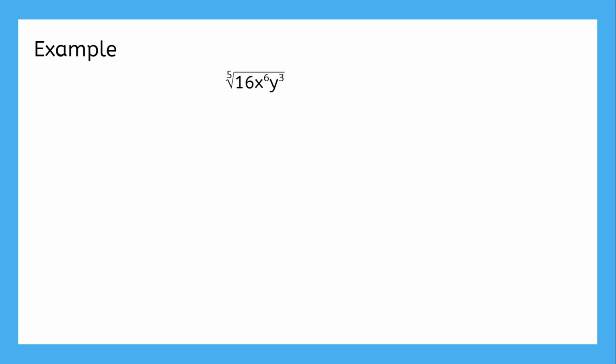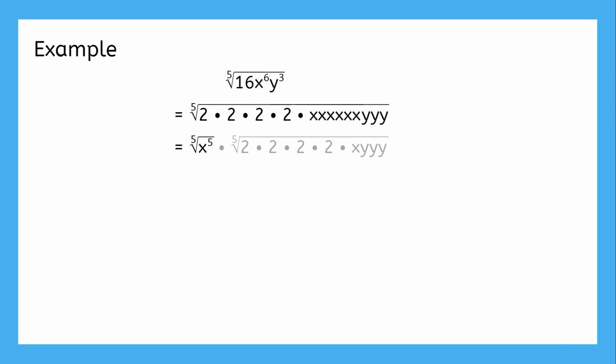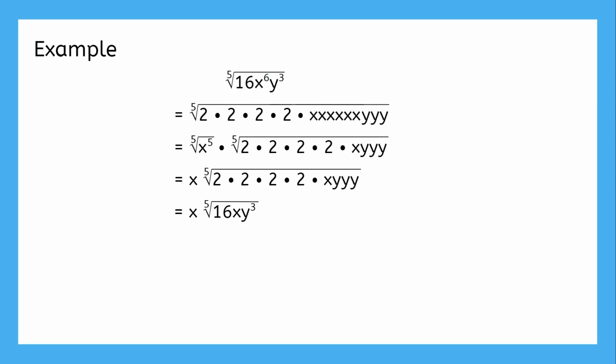The steps don't change much even with other types of roots. You just have to be careful about how many factors you group together. We could factor 16 into 2 times 2 times 2 times 2. X to the 6th power is 6 x's, and y to the 3rd power is 3 y's. The only factor that appears enough times to pull out 5 copies of, though, is x. Everything else, including the 6th x, goes into a separate radical at the end. So then the 5th root of 5 x's is x. There's nothing to be multiplied on the outside. But on the inside, we get 16xy cubed, which is the fully simplified form.